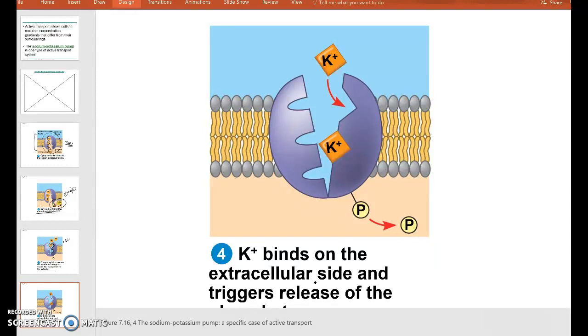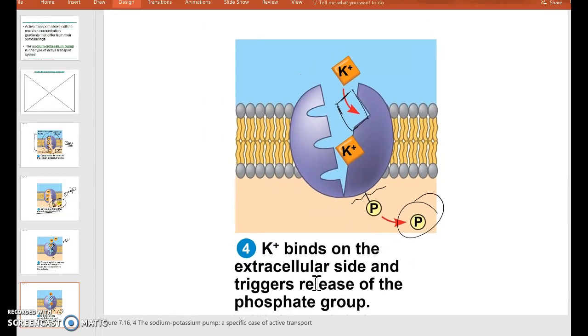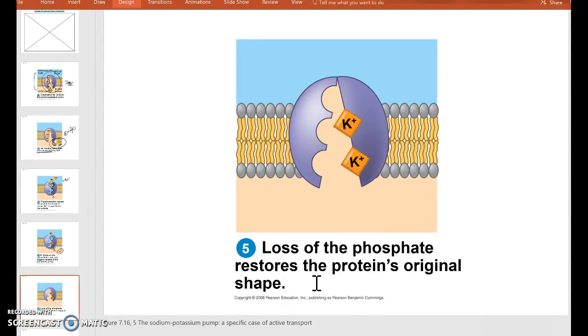And once the second one binds into this position, what we notice is the release of this phosphate takes place. So we release this phosphate off of here, and as a result of that, our protein does this.